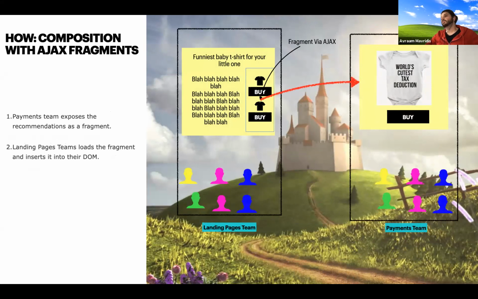Another way to implement this, instead of an iframe, is using Ajax with fragments. The payments team exposes an endpoint that you can call and get some markup. And the landing pages team just has to call this endpoint, take the content, and inject it into their page.